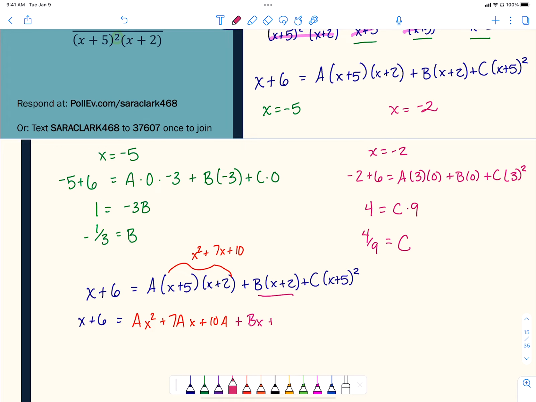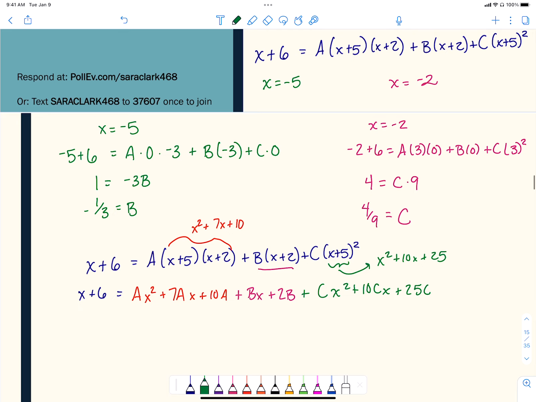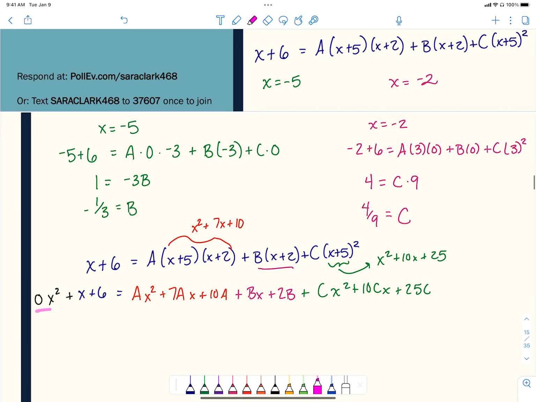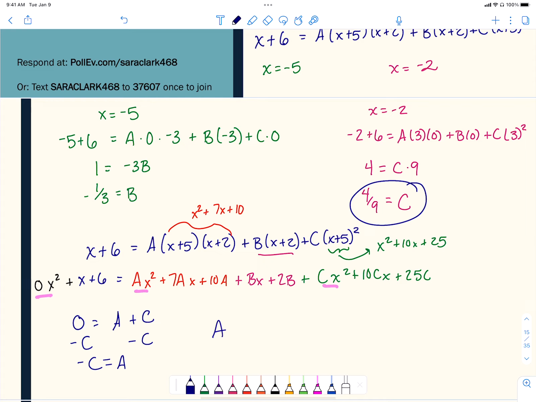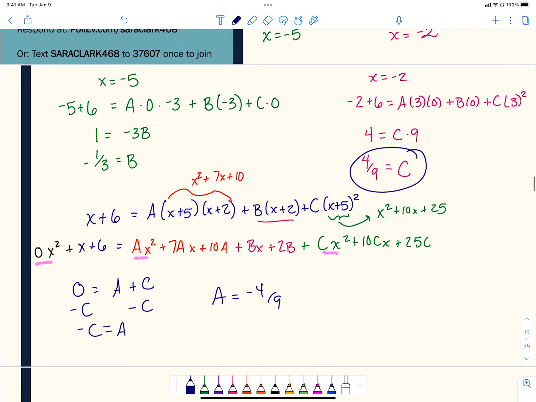Then this middle term, that's not too bad. We get bx plus 2b. And then our last term here, x plus 5 squared is x squared plus 10x plus 25. So multiplying through by c, we'll get cx squared plus 10cx plus 25c. We can use this fact, the x squared, we have 0x squared here, that 0 is equal to a plus c, because we know c is 4/9, and a is equal to the opposite of c, so a is going to be -4/9. So we've got our a, our b, and our c.